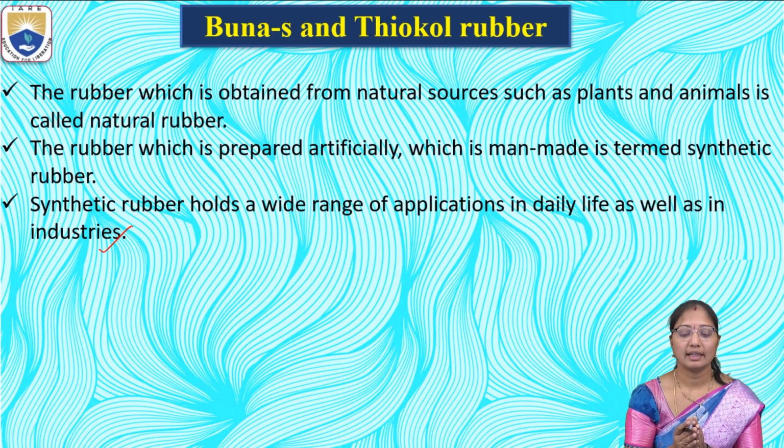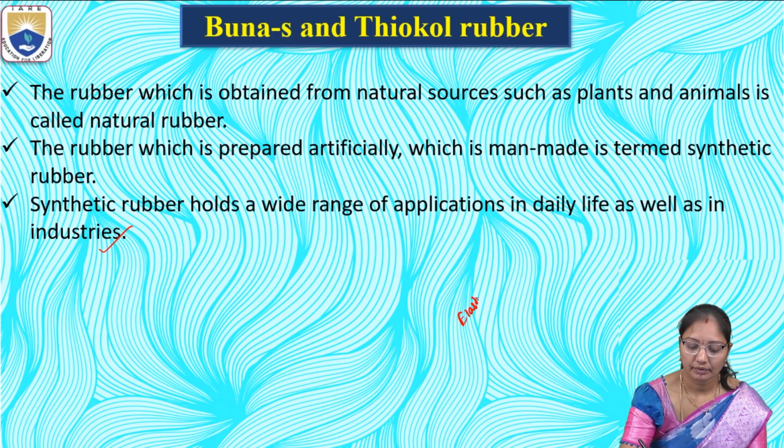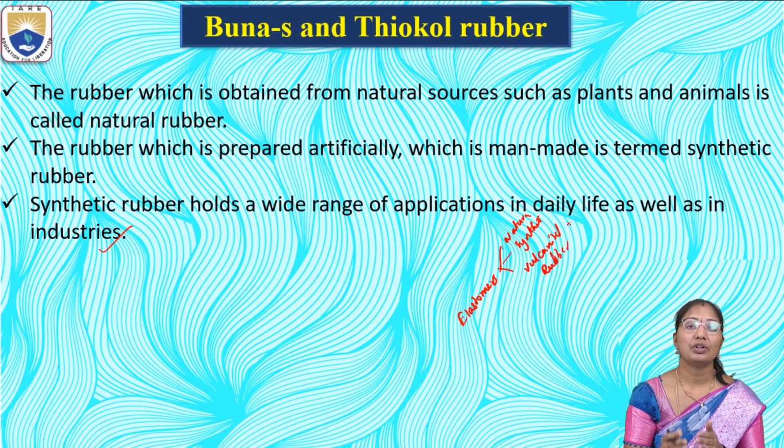Under this category, elastomers which have the elasticity property are natural, synthetic and vulcanized rubber. They are divided into three categories. If it is natural, it is obtained from a natural source. If it is synthetic, it is man-made, prepared synthetically or artificially. And the rubber obtained from the natural process that undergoes a chemical reaction is called vulcanized rubber.